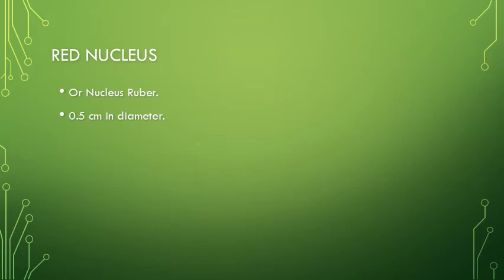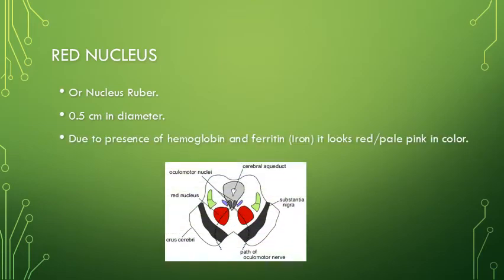So what is the red nucleus? The red nucleus is an important structure. It is also called the nucleus ruber. It is 0.5 centimeter in diameter. Due to the presence of hemoglobin and ferritin, the iron component, it looks red or pale pink in color. It is present anteriorly in the tegmentum.